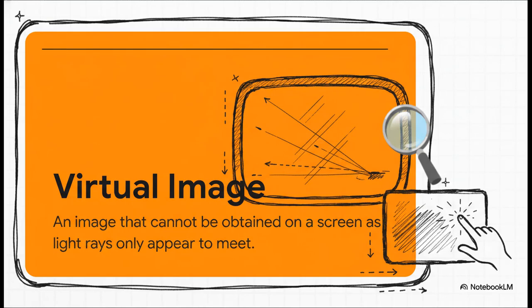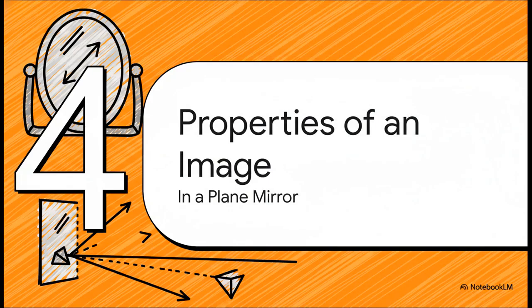And this is exactly why we call the image in a plane mirror a virtual image. The light rays don't actually meet back there. They only appear to meet. It's an illusion created by our brain. You can't, for example, put a piece of paper behind the mirror and see the image on it because it's not really there. All right. Now that we understand how this virtual image is formed, let's look at its specific properties. What are the clear characteristics of the image that you see?